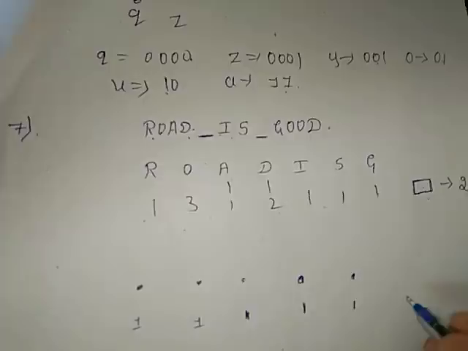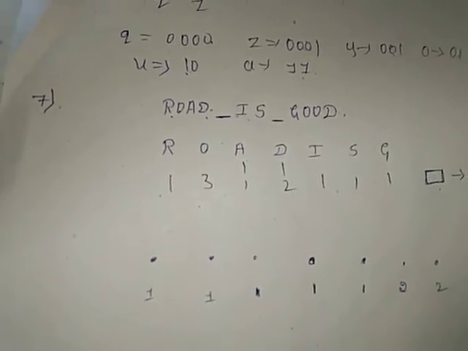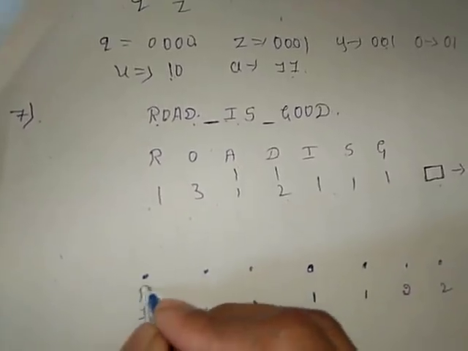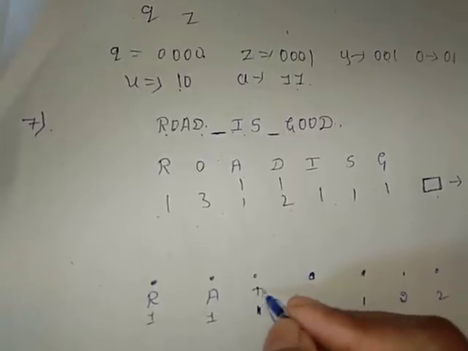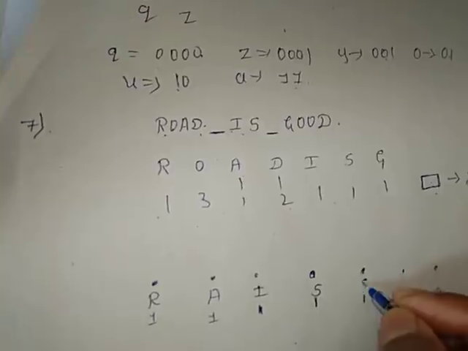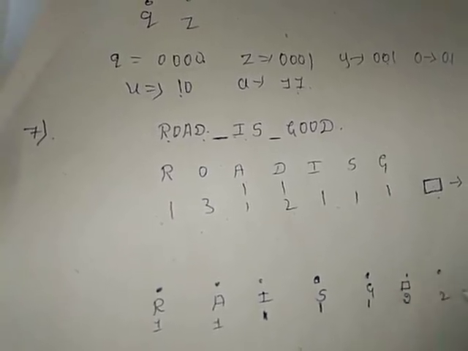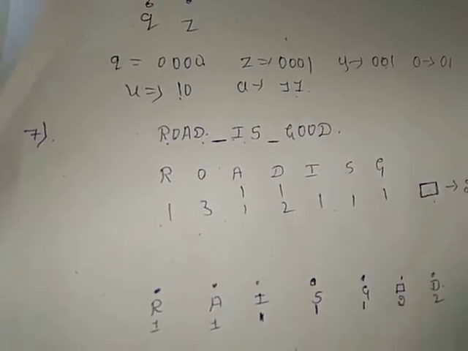And next is 2, 2, 3. Assign the words as R, A, I, S, G, blank space, D and O.